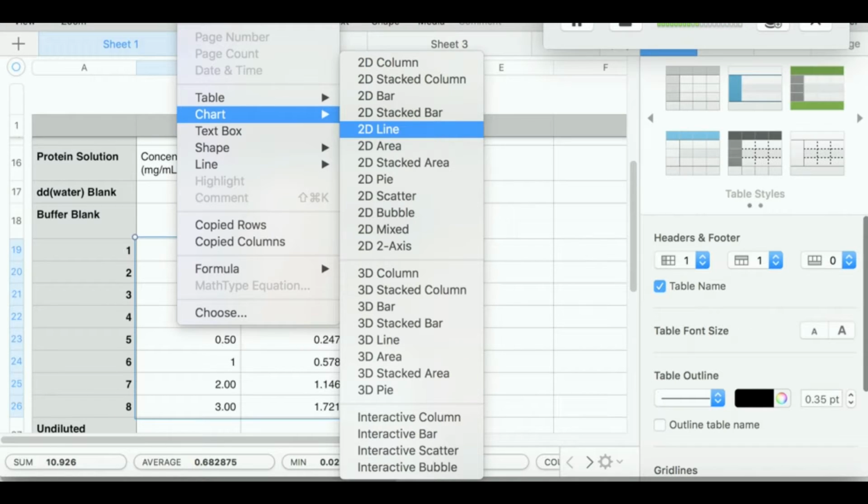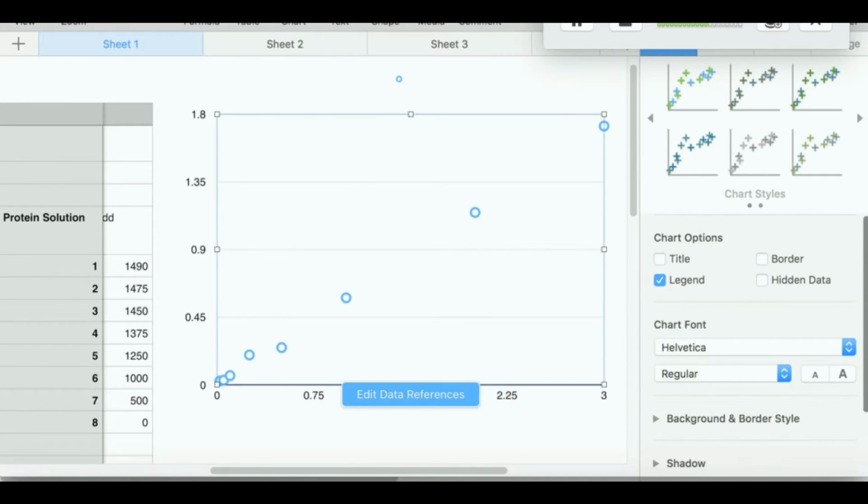You're actually going to generate what's called a scatter plot. In this case, for Apple Numbers, I'm going to do a 2D scatter plot, but in general, it'll say a scatter plot on whatever you generate, all right? So this is what comes up. Now, this data right here appears to be pretty close to a straight line. There are some deviations, and that's normal.